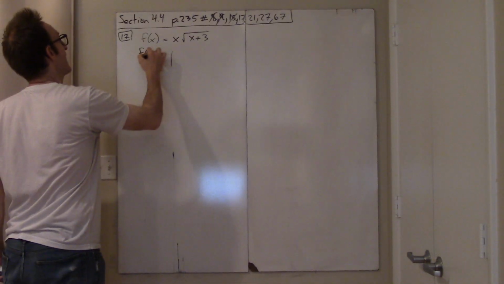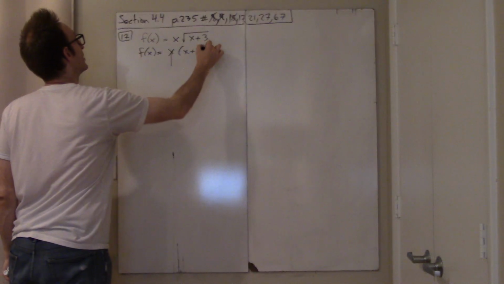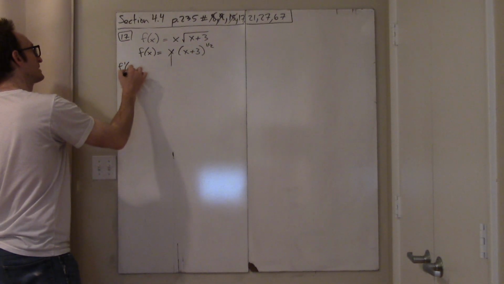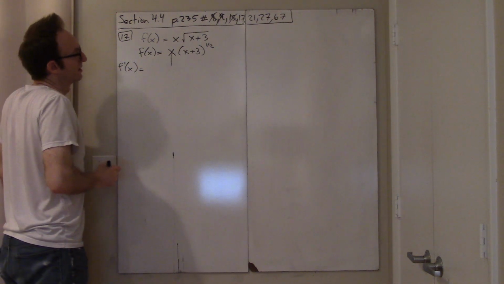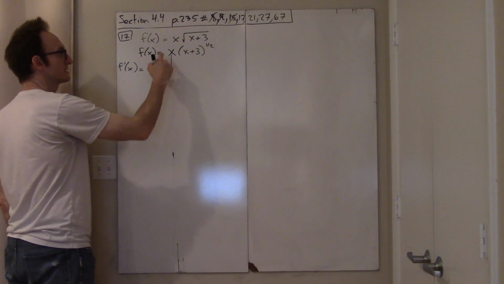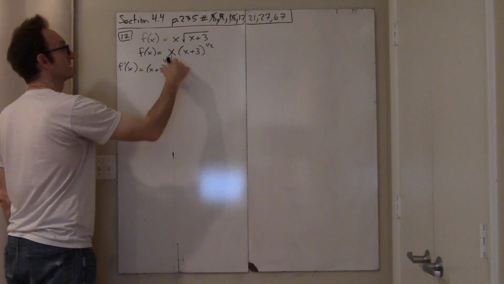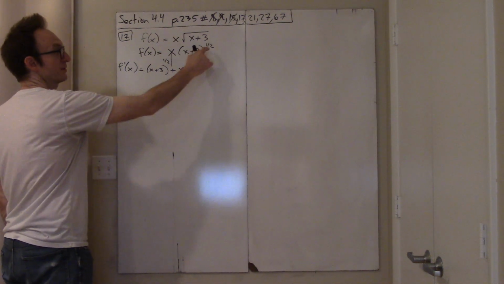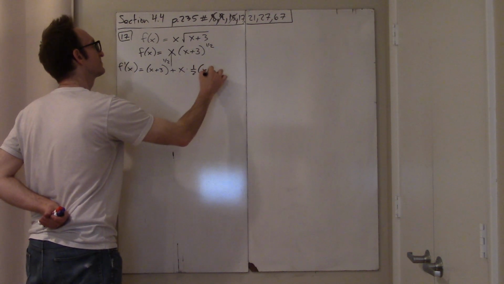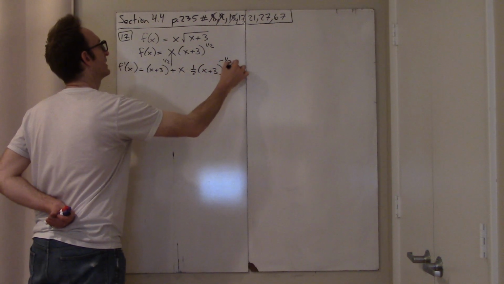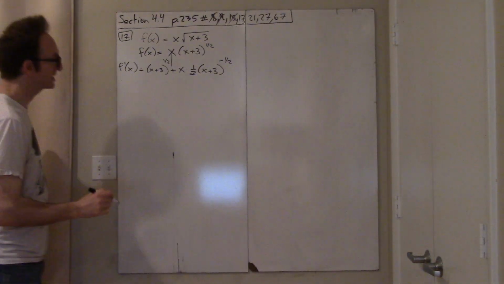So, once again, we'll write this function as x times x plus 3 to the 1/2, and now we are going to take the derivative. And we need to use the product rule together with the chain rule. So, derivative of the first times the second plus the first, x, times the derivative of the second, and the derivative of x plus 3 to the 1/2 is 1/2 x plus 3 to the negative 1/2 times the derivative of x plus 3, which is just 1. So that's not too bad.